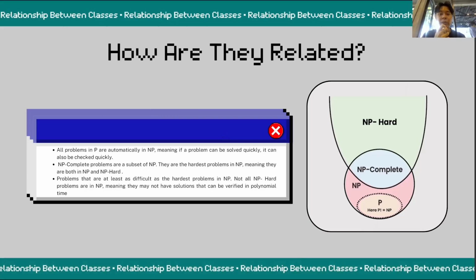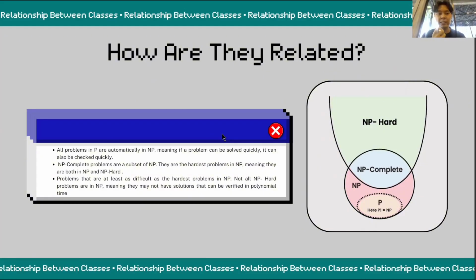Next up, we will be discussing how all of these classes are related to each other. We're going to connect everything we've discussed before by examining the relationships between P, NP, NP-hard, and NP-complete. Here's how these classes are organized. First one is P. These are problems we can solve efficiently in polynomial time, for example, sorting a list or finding the shortest path in a graph.